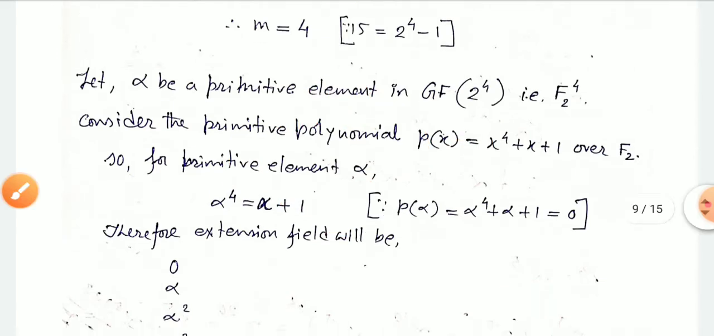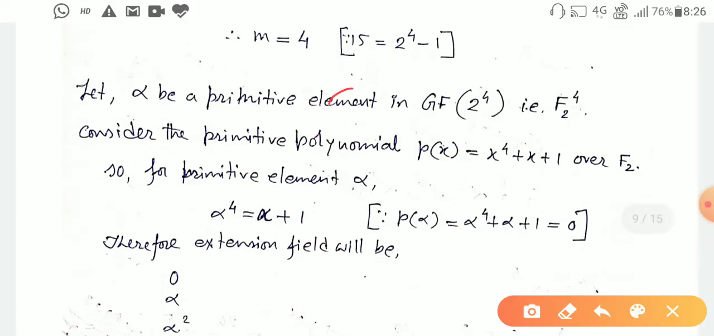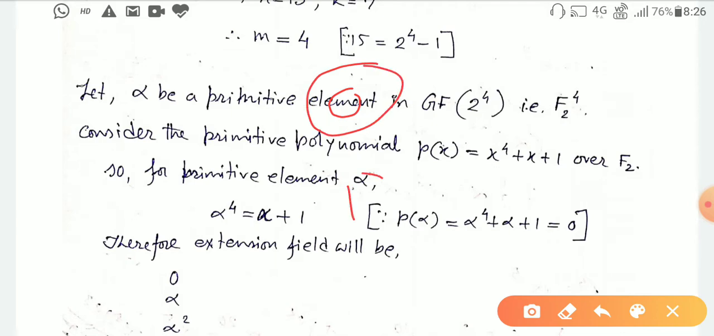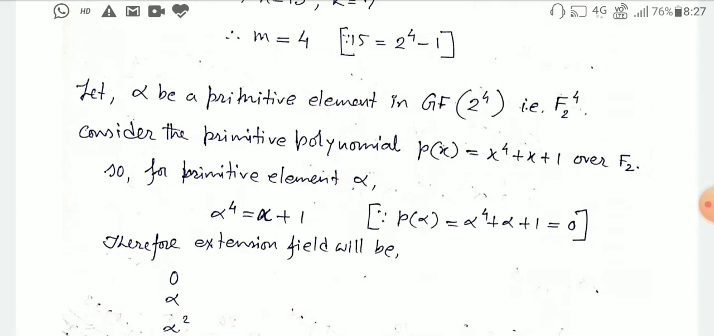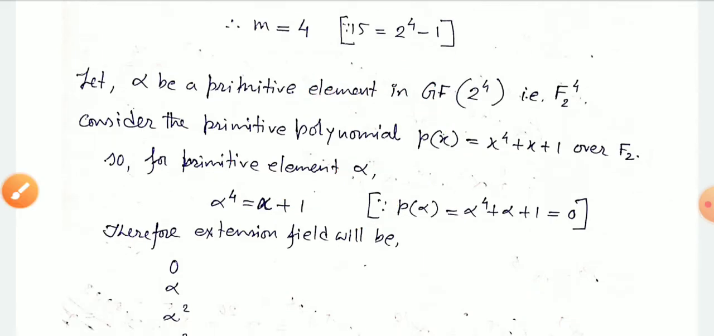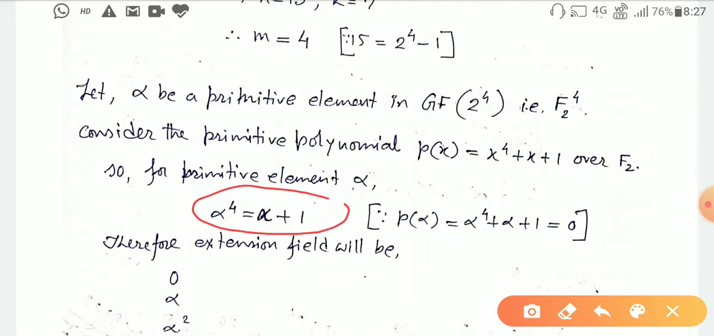Now if you subtract, what happens? For the 0, this is 1. When you subtract from 1, the value will be minus 1. If you subtract 0, again the value will become plus 1. And for this reason, here we write down alpha to the power 4 is equal to alpha plus 1.